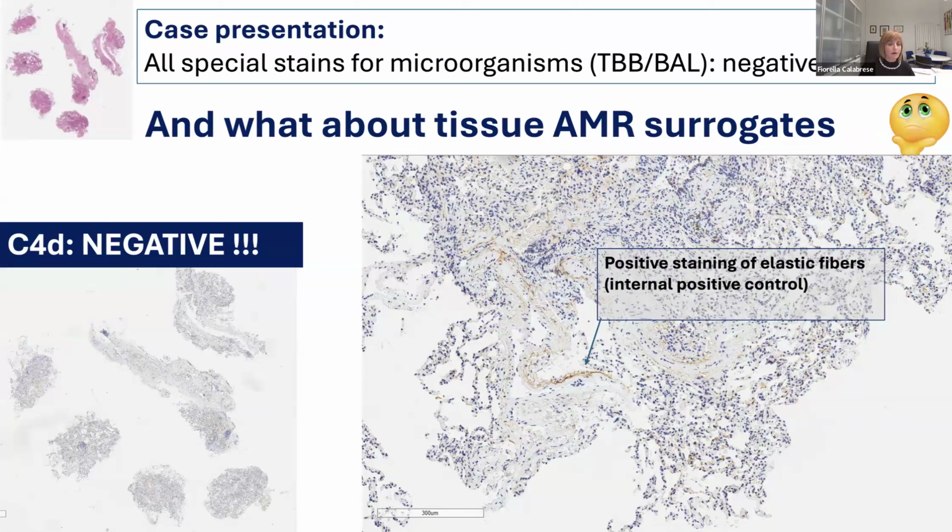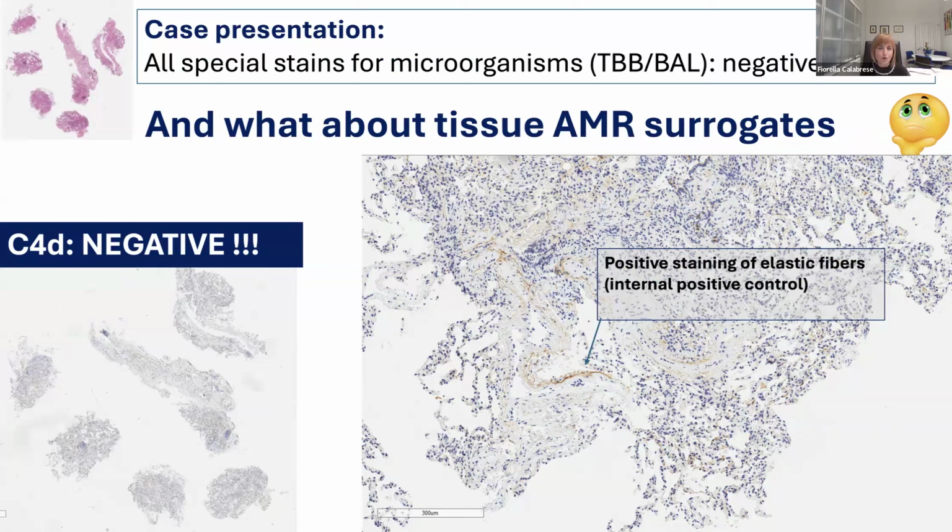Back to our case, all special stains for microorganism detection were carried out in either the transbronchial biopsy or the bronchoalveolar lavage. Bronchoalveolar lavage represented the most important source for microorganism detection, and all were negative along with traditional microbiological investigation, thus excluding at that time an active infection.